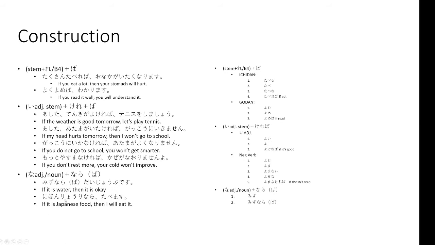Let's look at the second example, which means Japanese food, I will eat it. 日本料理なら食べます. Here, we can also add the ba. Okay. 日本料理ならば食べます. And it is also okay.